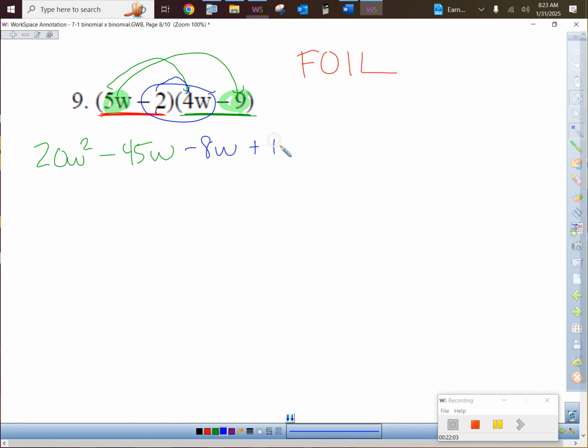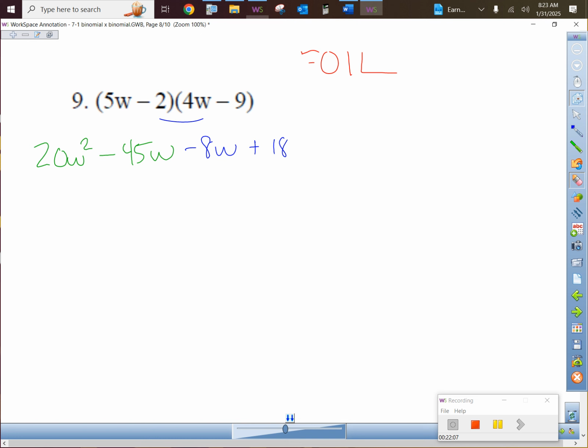In 20 years of doing this, I have seen students do really well with FOIL, and some people are like, I can never remember the order that you want. I don't know who the outside guys are, or who the inside guys are, or who the first guys are, or who the last guys are.